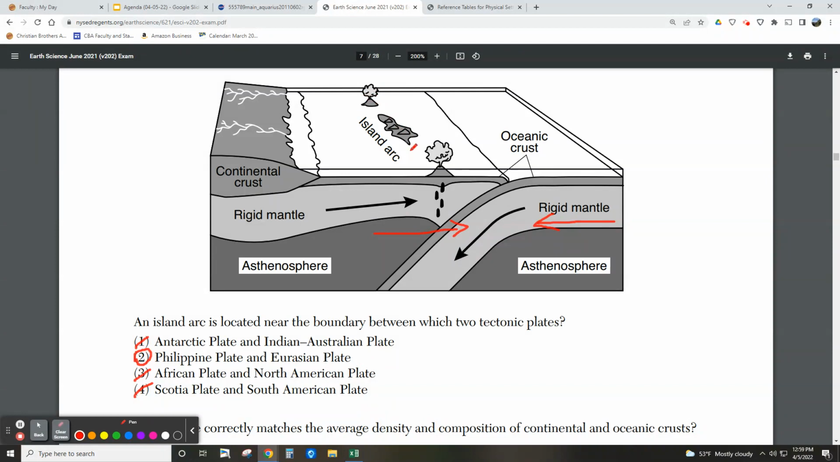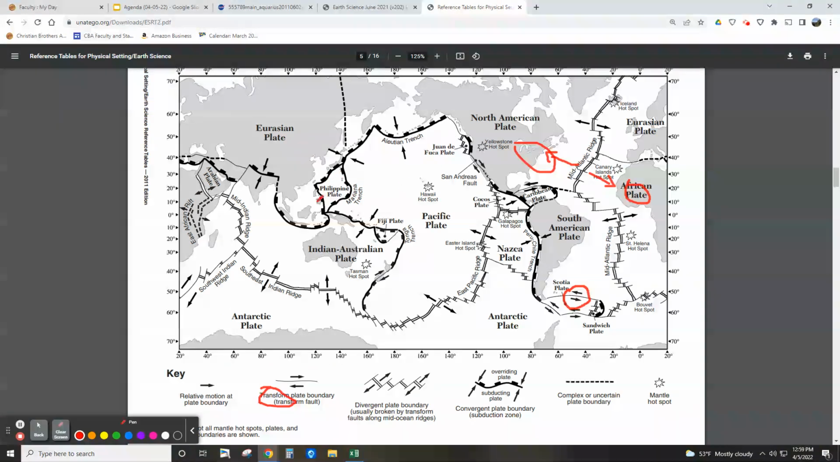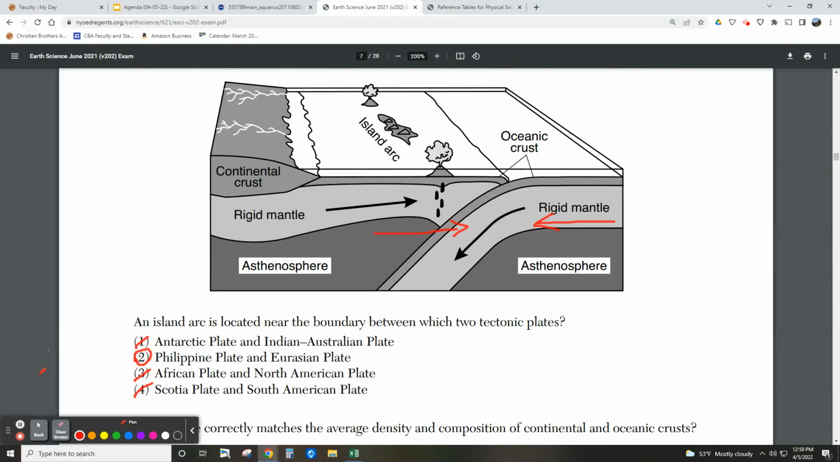And as you can see, some other features that are prominent in these areas are these island arcs. And in that region of the world, in the Philippines area, there are a lot of islands right along this boundary here, including going up into Japan, which is very actively volcanic. Okay, so the answer to that question was number 2.